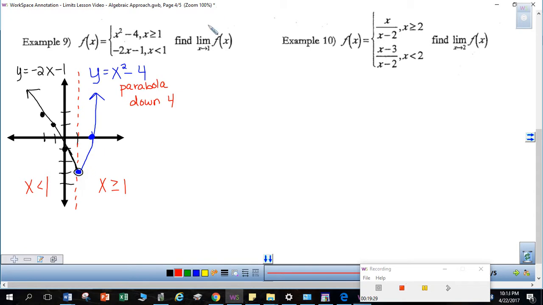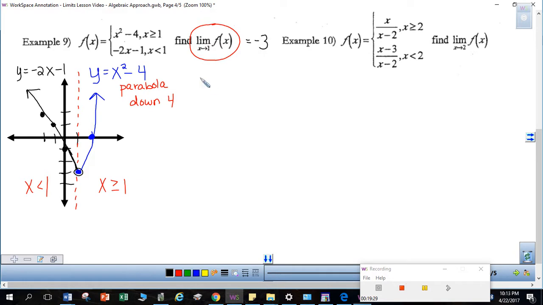So now if we think about finding the limit, it wants us to find the limit as x approaches 1. Well, as x approaches 1 from the left side, the y value is approaching negative 3. As x approaches 1 from the right side, the y value is also negative 3. So the limit exists, and it is negative 3.